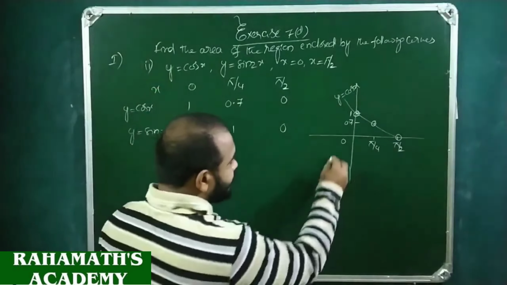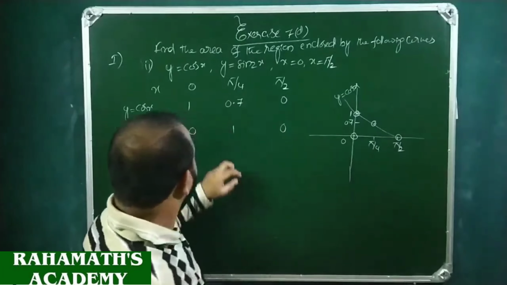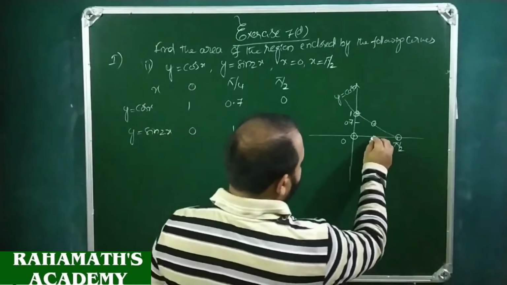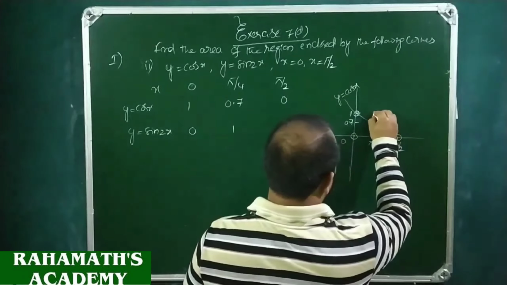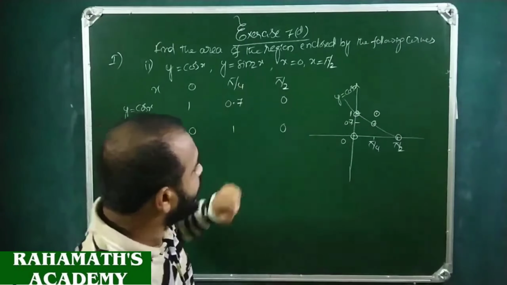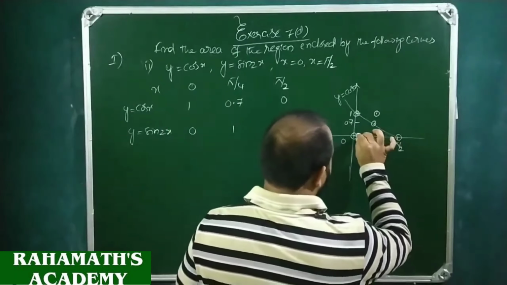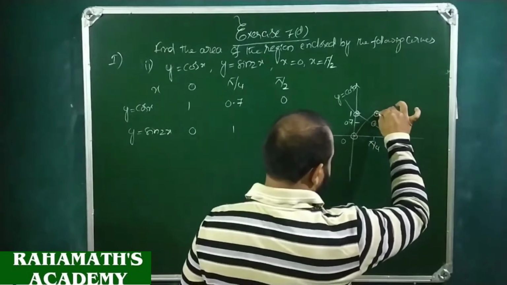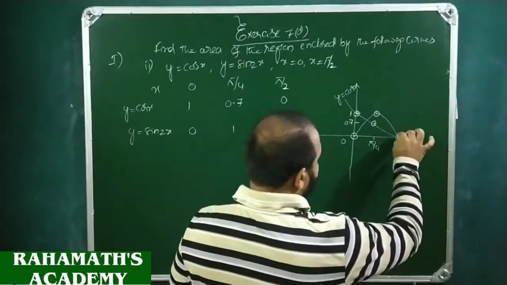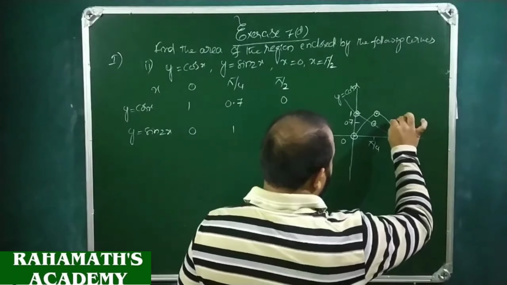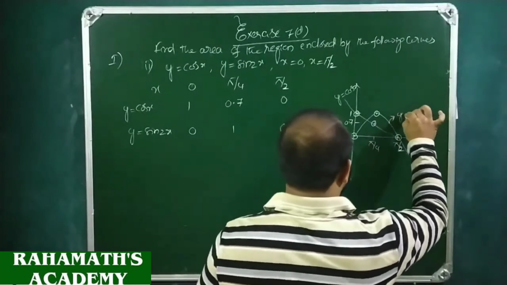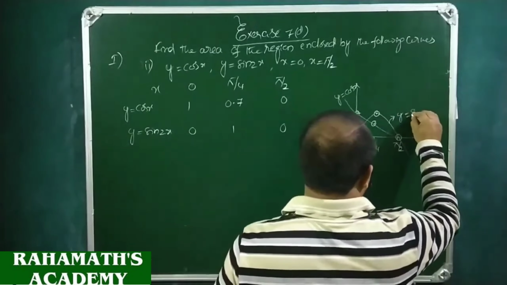0, 0. Pi by 4, 1 is this value. And pi by 2, 0 is this value. So, joining these, what is this? This is y equals sin 2x.